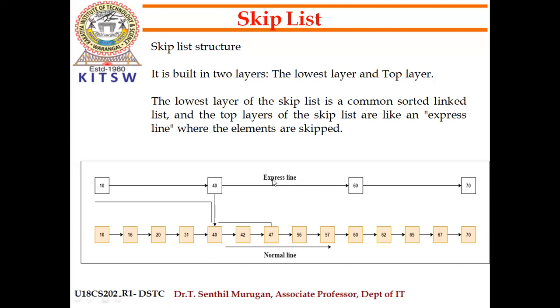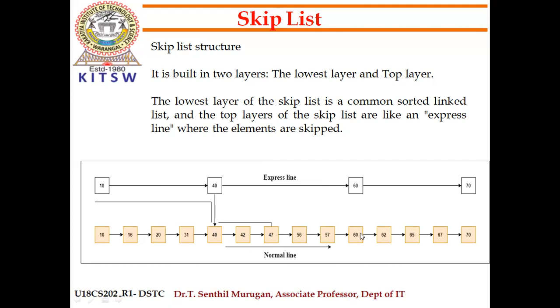But look at the express line. In this express line, it skips 10. After 10, directly it comes to 40. So in between, 16, 20, 31, these three nodes are skipped. Whenever we want to search, for example 47, what happens? It checks that the next node is 40, then it comes to 40, and from 40 it does the operation. For example, if you want to find 60, it comes to 40 and checks the next node. It is 60, so directly it comes here, skipping all the elements.